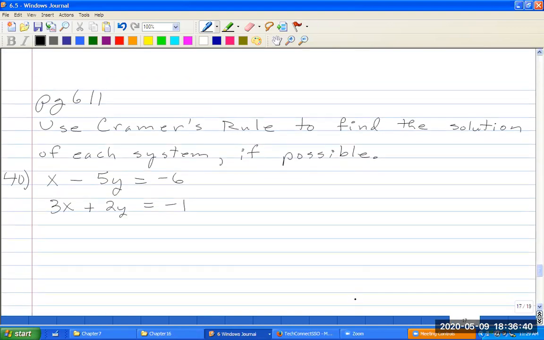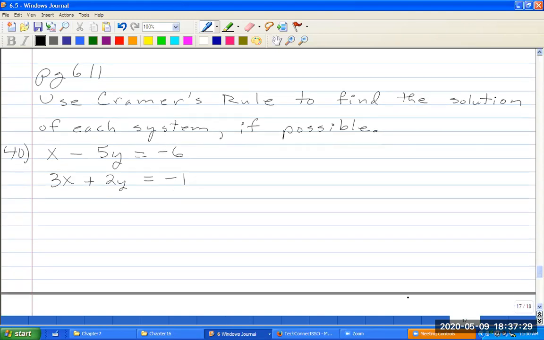On page 611, use Cramer's rule to find the solution of each system, if possible. The fact that it wouldn't be possible is if you have either an infinite number of solutions or no solution. There's no formula that just gives you an answer. That occurs when the determinant of the coefficient matrix is 0. So before you use this technique, always check the determinant of the coefficient matrix. If it's 0, you don't proceed any further because Cramer's rule is not applicable.